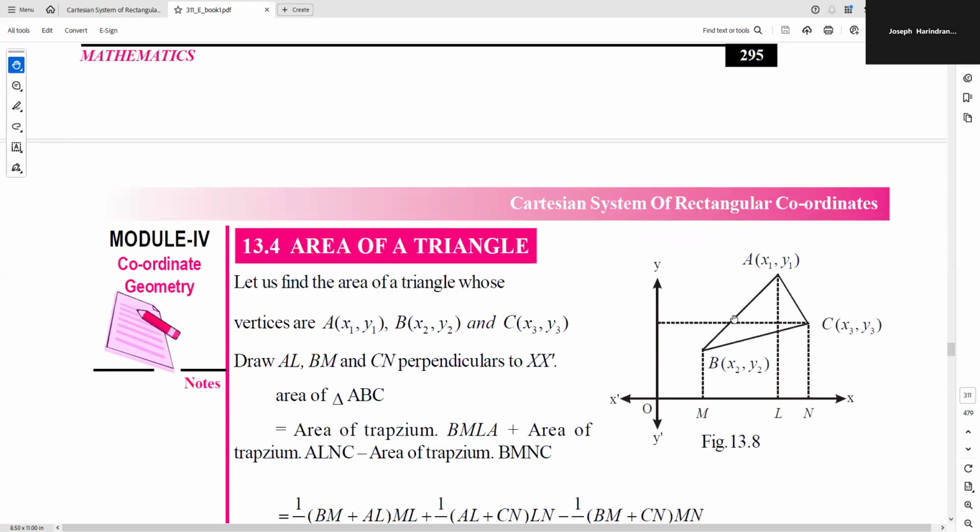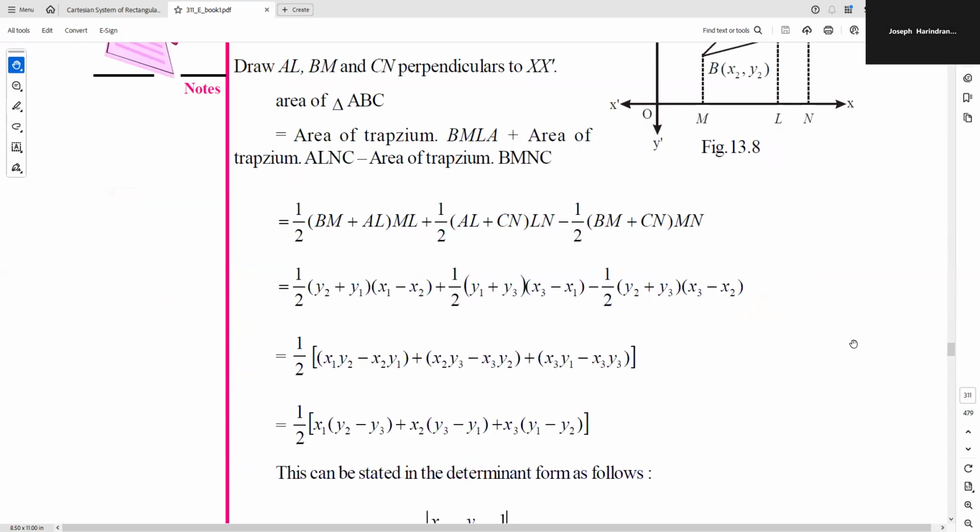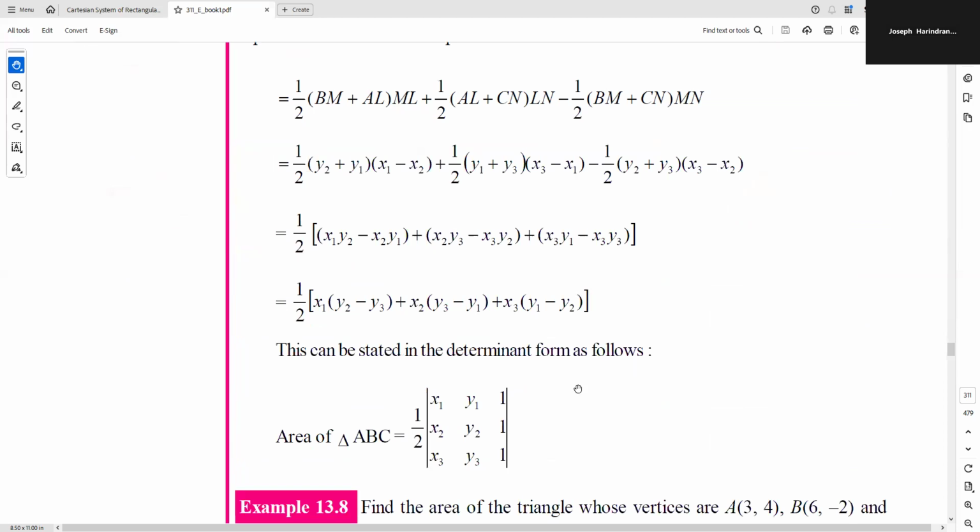Given the 3 vertices of a triangle, we have a formula for the area of a triangle. The 3 vertices are A, B, and C, in triangle ABC. Vertex A has coordinates x1, y1, B has x2, y2, and C has x3, y3. The concise formula is 1 by 2 into x1 into (y2 minus y3) within brackets. We have a cyclic order, so it's easy to remember this. If x1 is there, it will be y2 minus y3 within brackets. Plus, we have a plus sign in between.